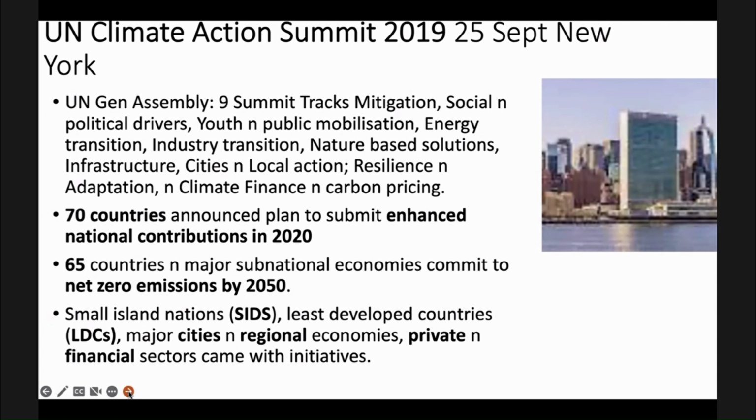70 countries announced plans to enhance national contribution. 65 countries committed to net zero emissions by 2050. And several states and groups of states, SIDS, LDCs, major cities, regional economies, private and financial sectors came forward with initiatives. Next slide.